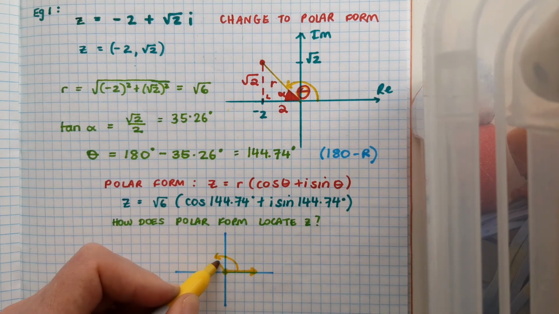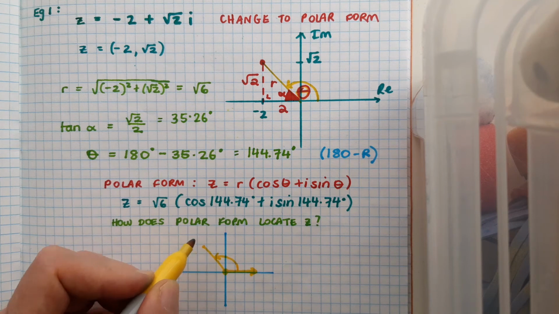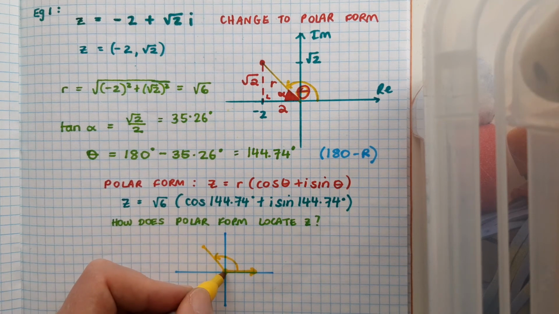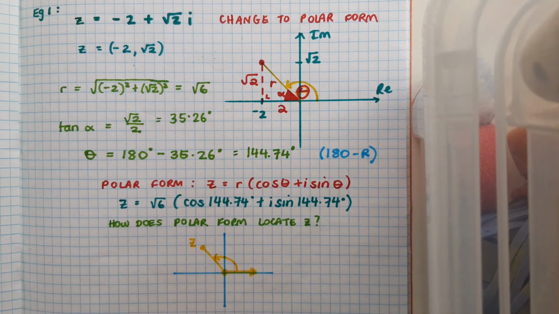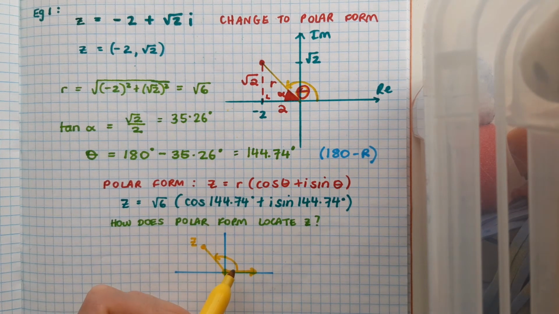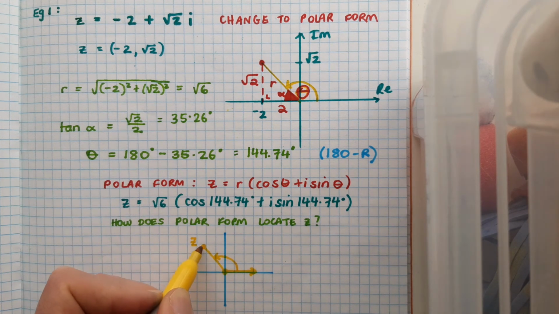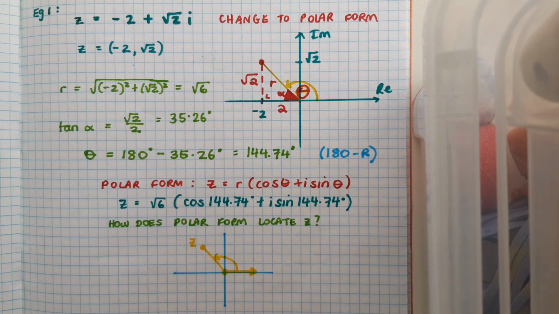to draw a line of length, the modulus, which in this case is root 6, from the origin out at that angle. And that locates my z. So it's a form of directions that involves a turn and a distance to get to the complex number.